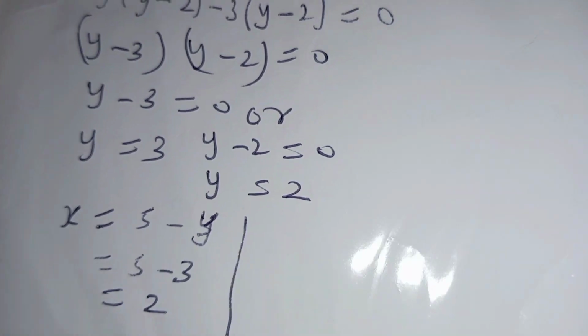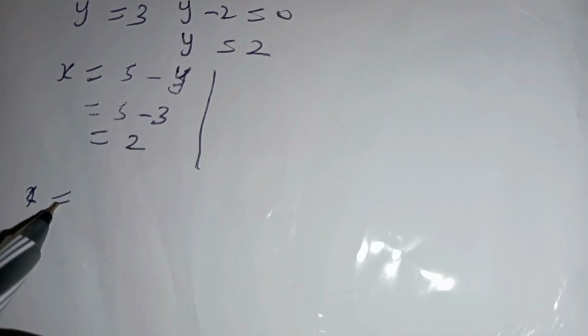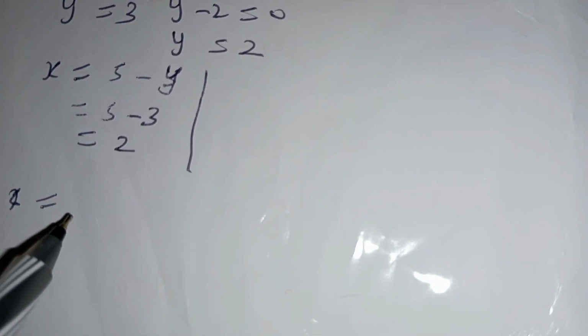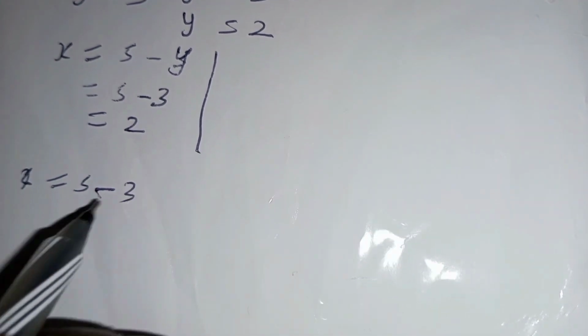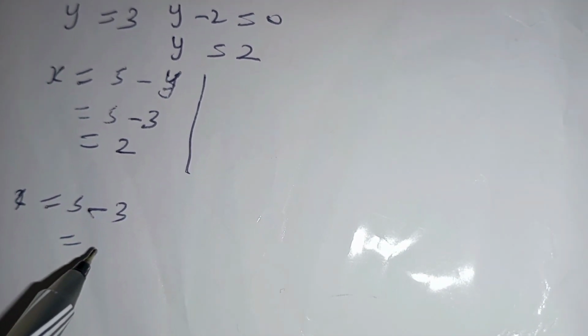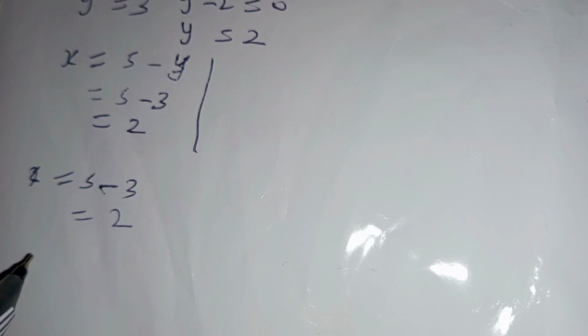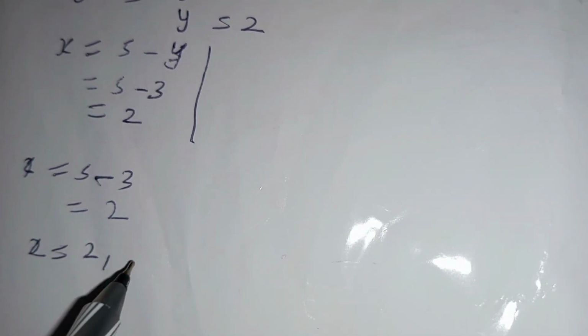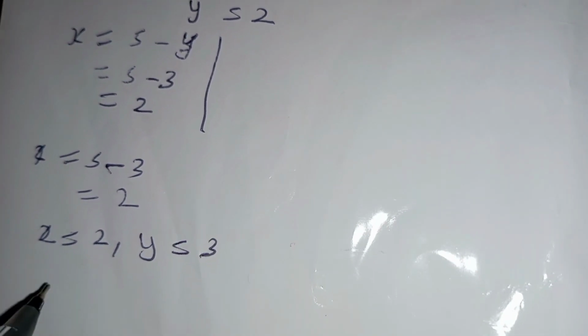or x will be equal to 5 minus 3, which is equal to 2. So there are two possibilities: either x is equal to 2 when y is equal to 3, or x is equal to 3 when y is equal to 2.